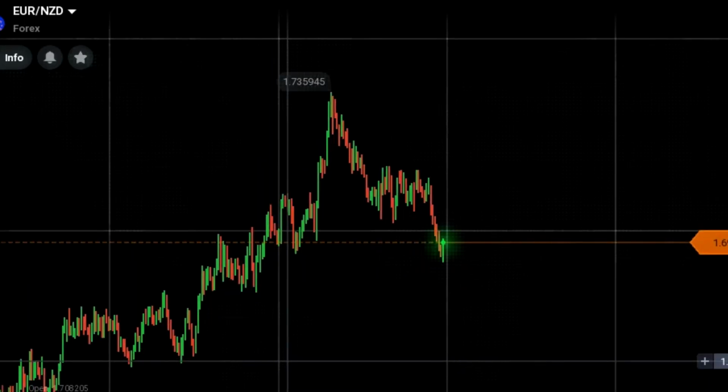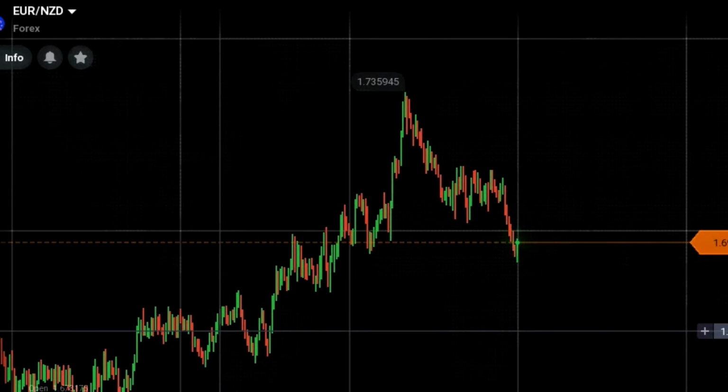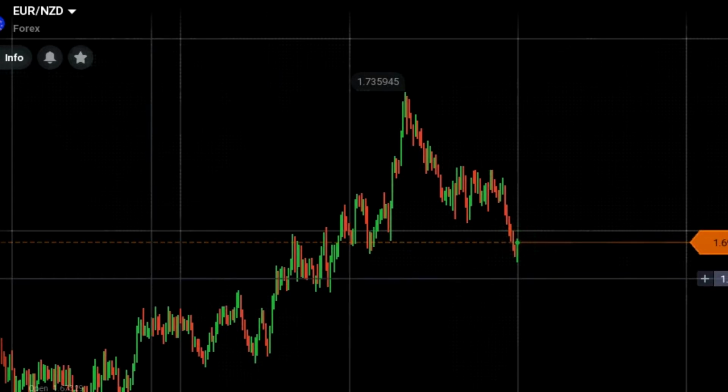So guys, today I'm going to teach you again how to trade Euro NZ. As you look at this market, it is in an uptrend. So what you are supposed to do in an uptrend is to buy. So how will you buy?